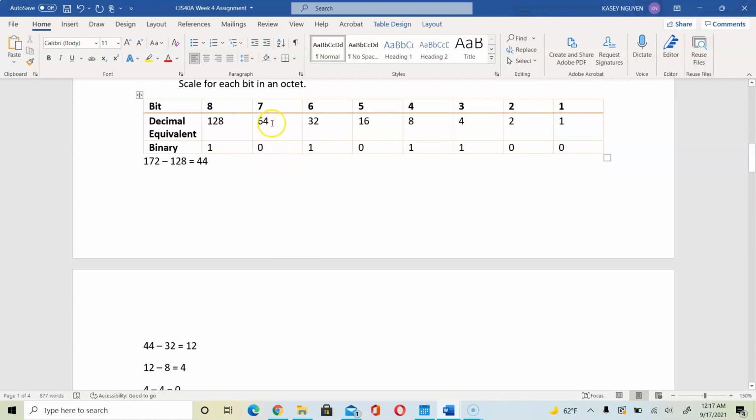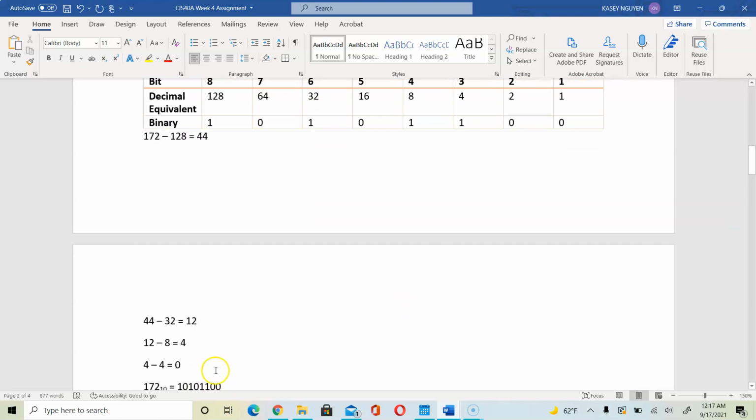If the next number is larger than what you have as the remainder, you would put a 0 and move to the next number. And as you subtract that number, you would then put a 1 at that position, find the remainder, and you would continue to subtract until you reach 0, which is nothing left. And as you complete the subtraction method, if you reach the 0 before the last bit, you would then fill in the 0 for what's left.